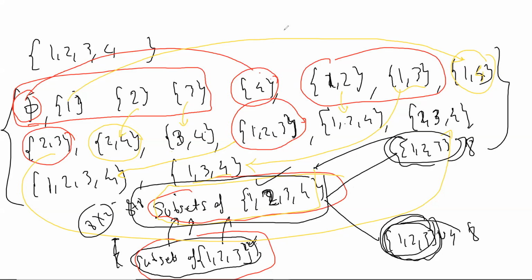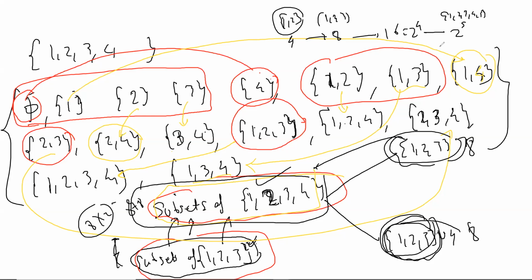Since for subsets of 1 and 2 there are four subsets, subsets of 1, 2, and 3 must be 2 times of that, so it must be 8, and subsets of 1, 2, 3, 4 must be 2 times of that, 16. So I'll write this as 2 to the power 4. If you want subsets of 1, 2, 3, 4, 5, then by the exact same reasoning, it should be 2 times of that, so 2 to the power 5. Similarly, by the time you reach 100, you'll have 2 to the power 100. And that's how we prove it. For any n, it should be 2 to the n.